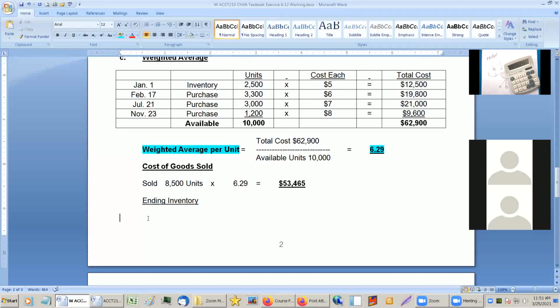Ending inventory, in other words, not sold, 1,500 units. $9,435.